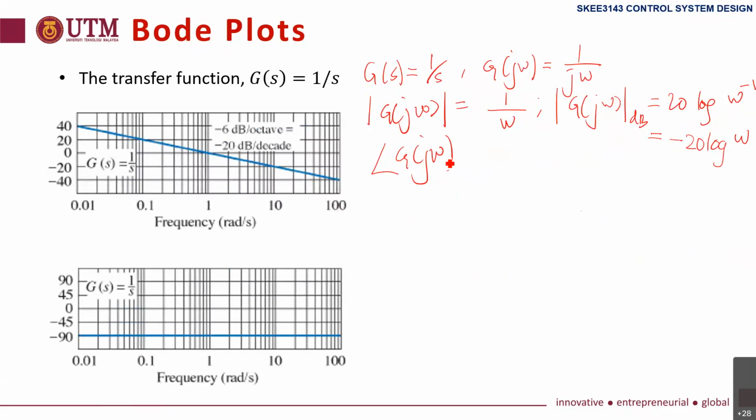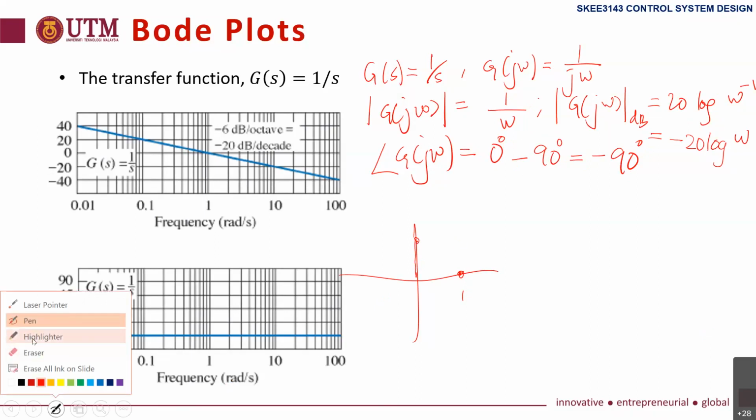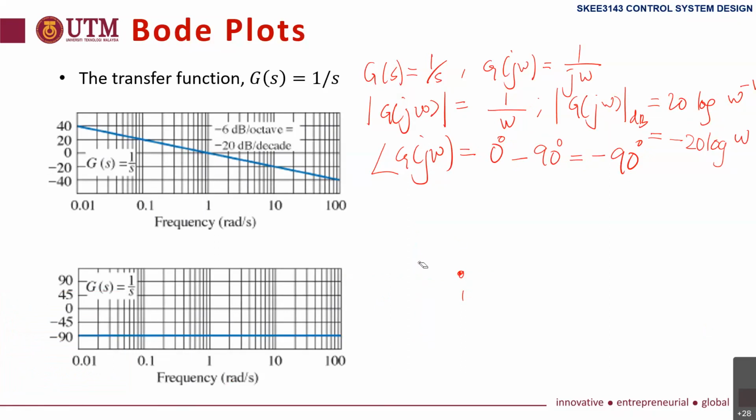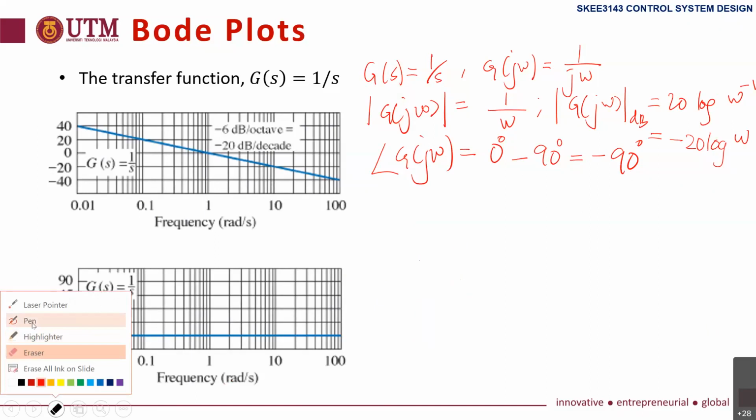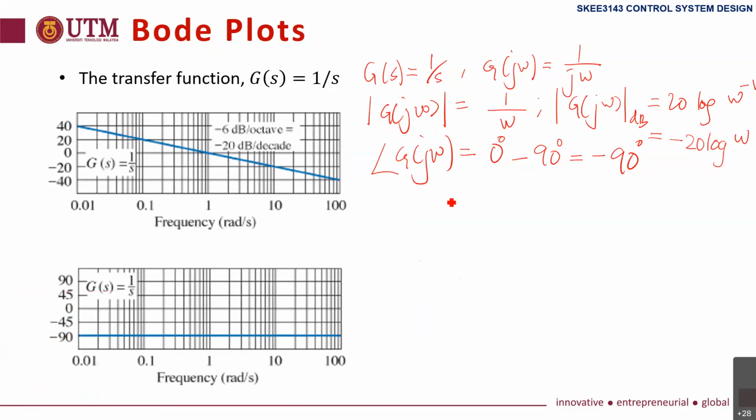For the phase angle, 1 is 0 degrees, minus the angle of j omega, which is 90 degrees. So it is minus 90 degrees. S is 90 degrees, 1 over s is minus 90 degrees. Okay, let's plot the magnitude and the phase.